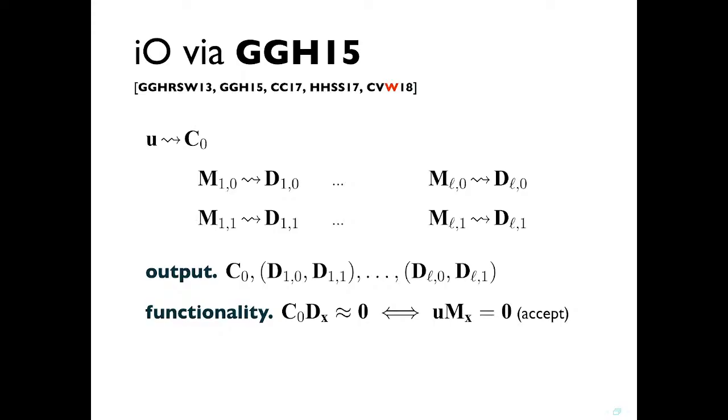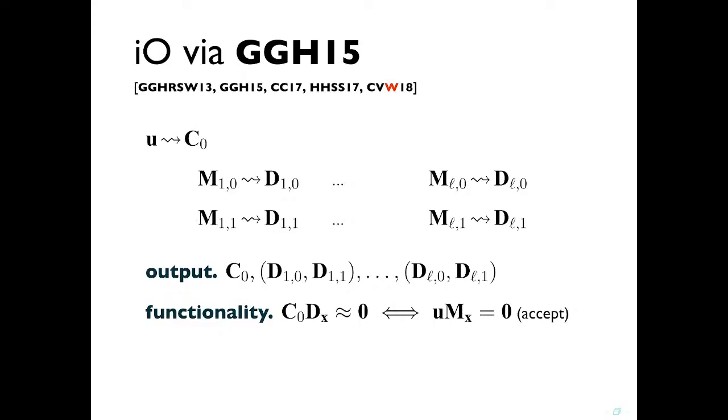And it's very much related to the idea of doing multilinear encodings and zero testing. So checking whether something is close to zero essentially corresponds to what we call zero testing. Okay. So this is basically the basic template. And really, the interesting part is how do we compute the encoding C0 and the D matrices.